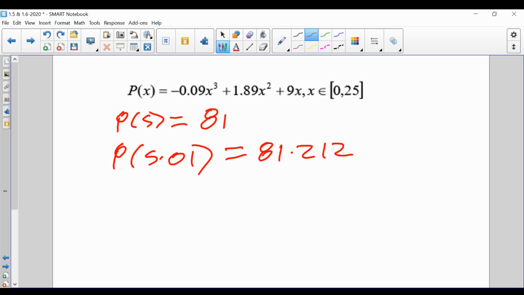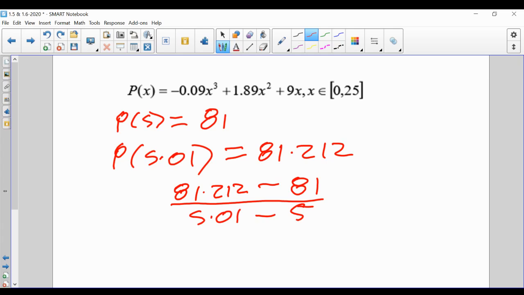Okay, so what I'm going to do now is set up my IROC. I'm going to put the 81.212 first, minus the 81, divided by what gave me the 81.212, which is 5.01, minus the 5. So always match it up that way. The 5.01 gave the 81.212, and the 81 I got from the 5, so I'm going to put those two over each other. That should be equal to 0.212 over 0.01.